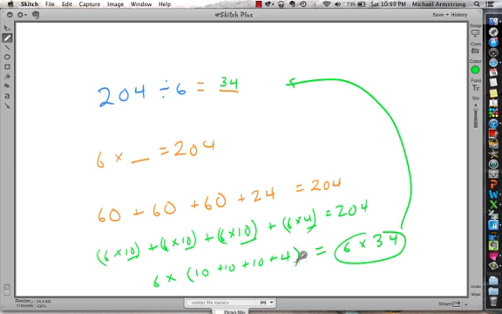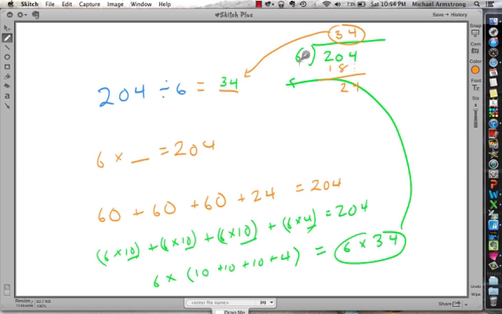This is a lot of extra work to do a division problem. The old traditional way is where you would just go 6 into 204. Okay, 6 goes into 2? No, it doesn't. 6 goes into 20? Yes. 3 times. 3 times 6 is 18. 20 take away 18 is 2. Bring down the 4. 6 goes into 24. 4 times. 34. This matches this.